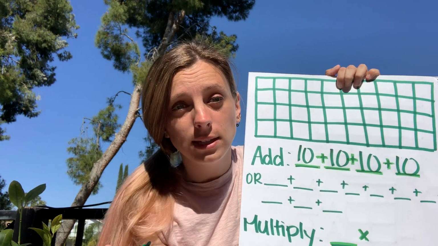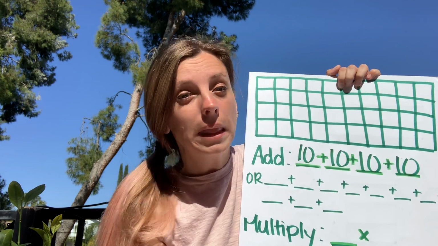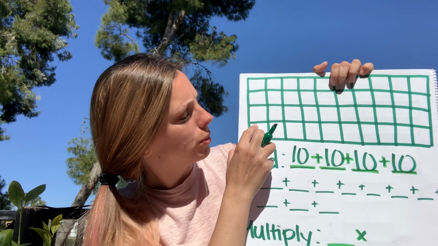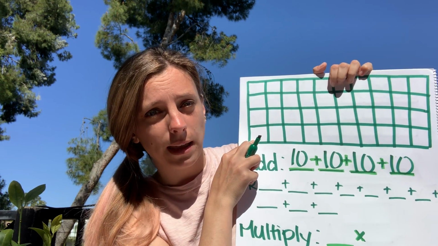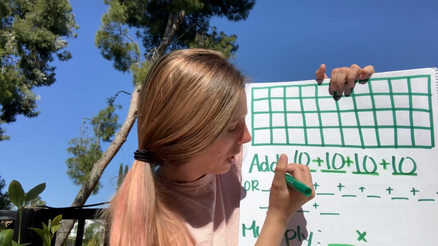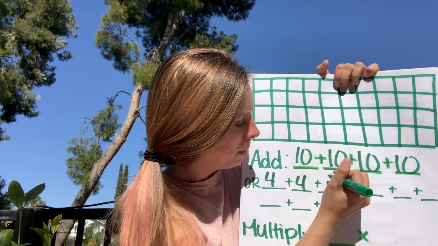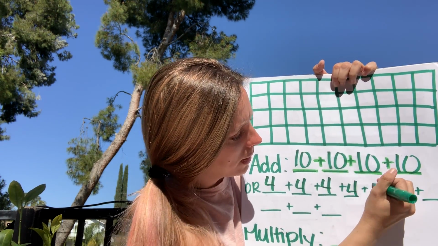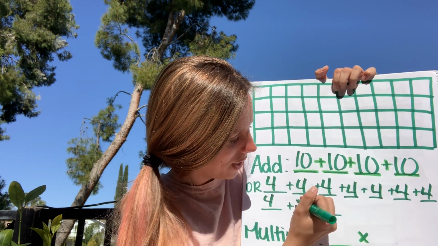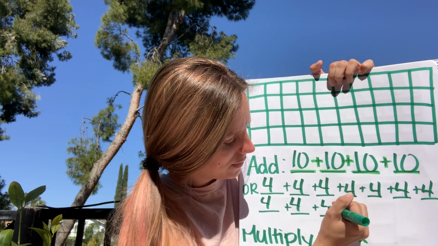Now, if you decided to count the columns, you're right too. It's just gonna look a little different. So in my columns, I have 1, 2, 3, 4, right? And I'm gonna have 10 groups of them. So on my 10 lines, I'm gonna write 4 plus 4 plus 4 plus 4 plus 4 plus 4 plus 4 plus 4 plus 4 plus 4.